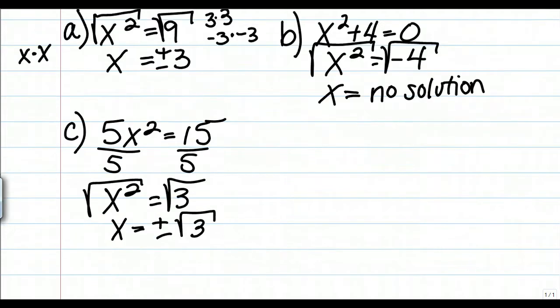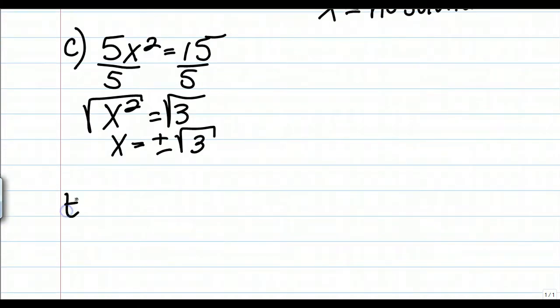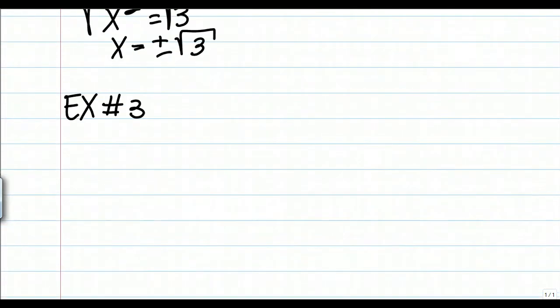Example number 3. Cube root of 8. Okay, you want to ask yourself what three numbers, that's what this is called, an index, but it's whatever this number is, you're finding three numbers that will multiply together that equal 8.